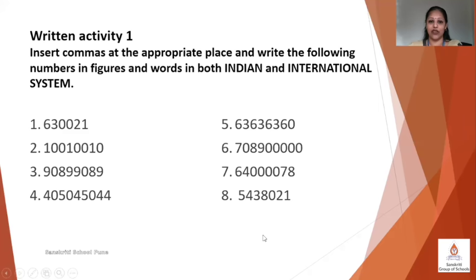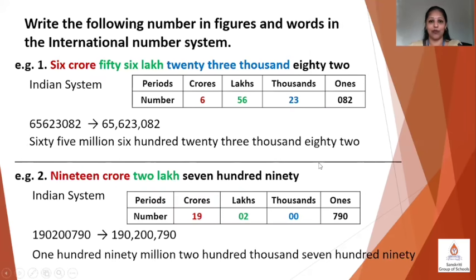There are a few numbers given. These numbers have to be written in figures as well as in words in both the Indian as well as the international number system. We have a few more examples over here. Here, a number is given in words. We need to write this number in the standard form as well as in words in the international number system.